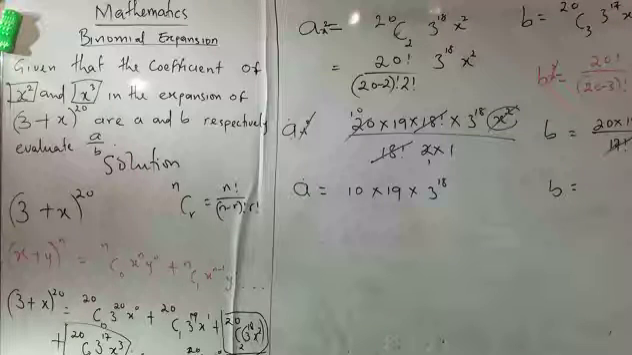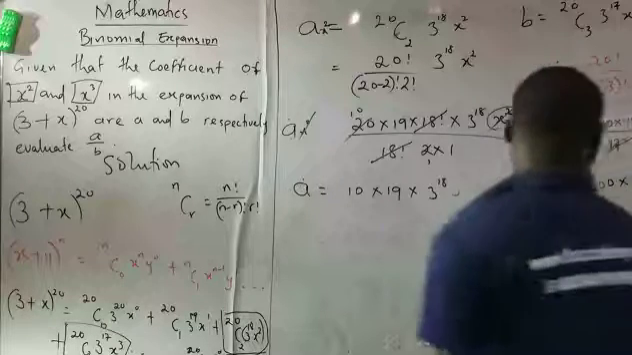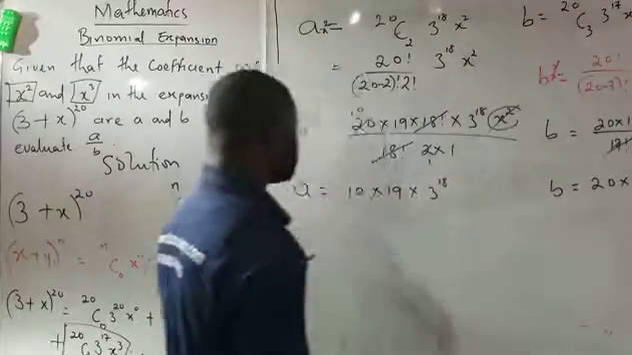Left with that, it means my B will be equal to, here 1, here will be what? 3. Yes, that will be 6. Now, since I have that, I'll be having 20 multiplied by 19 multiplied by 3 raised to power 17. Okay, what else do I need to do?